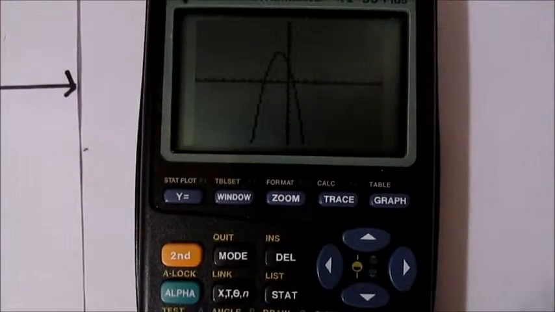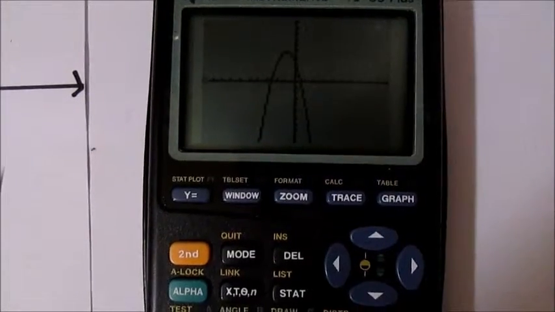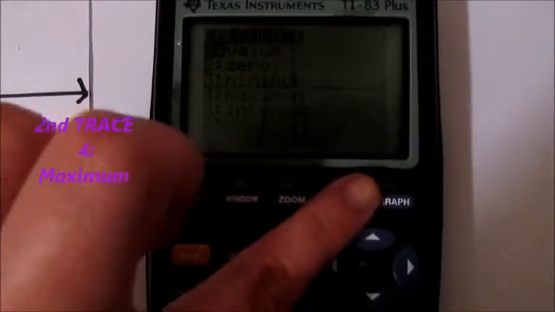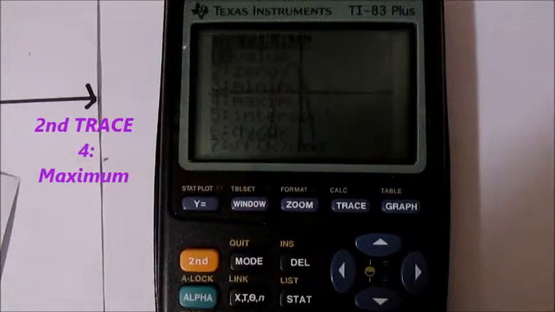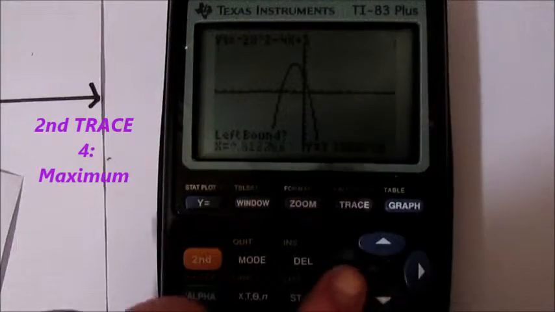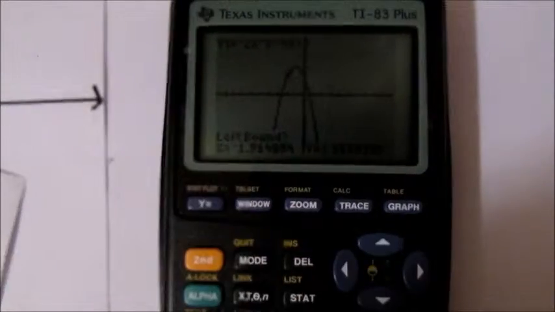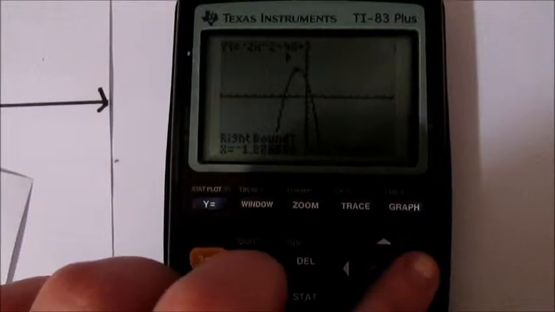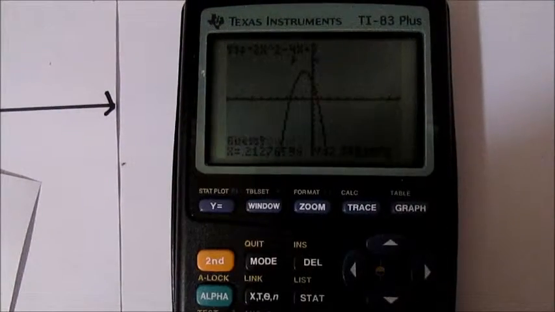Again, input your new equation into the calculator. Then press second, trace, and 4 this time to find the maximum. Again, you must find the left bound and right bound points, and then the calculator will determine the maximum point, which is the highest point on the parabola.